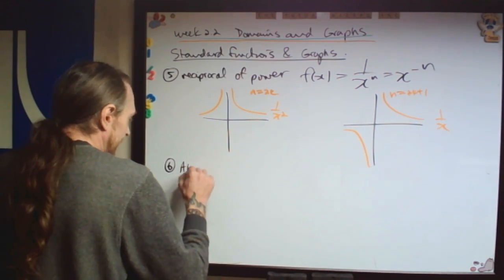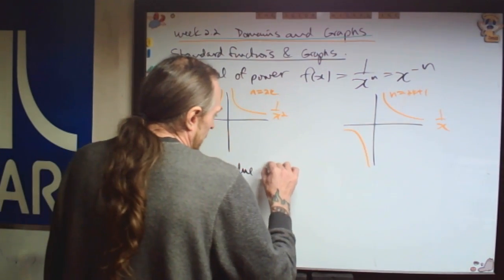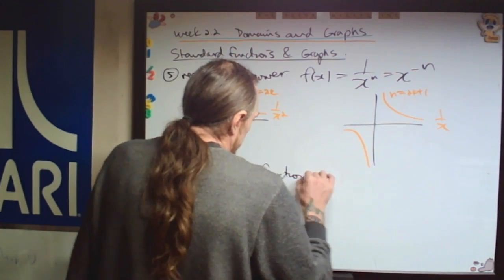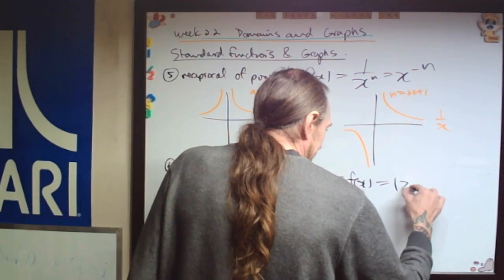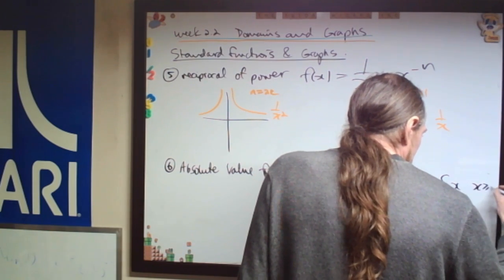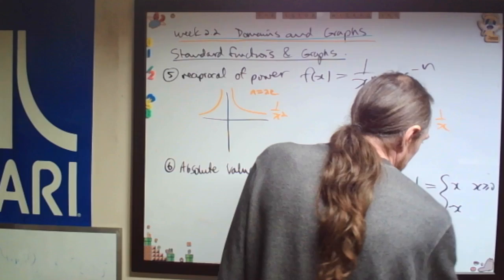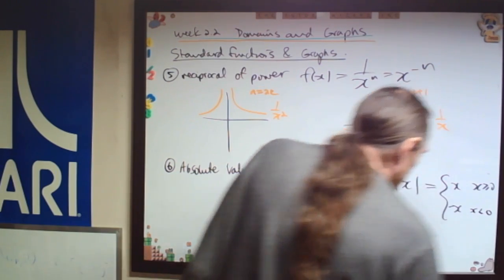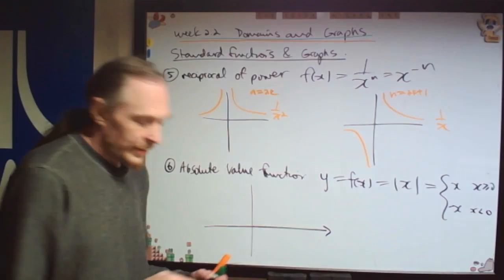6, the absolute value function. y equals f of x equals absolute value of x, which is our first piecewise function, if x is less than 0. What does that look like? It's the two categories from case 2.